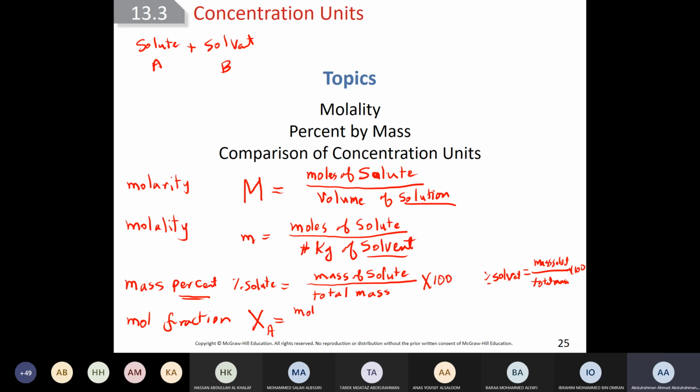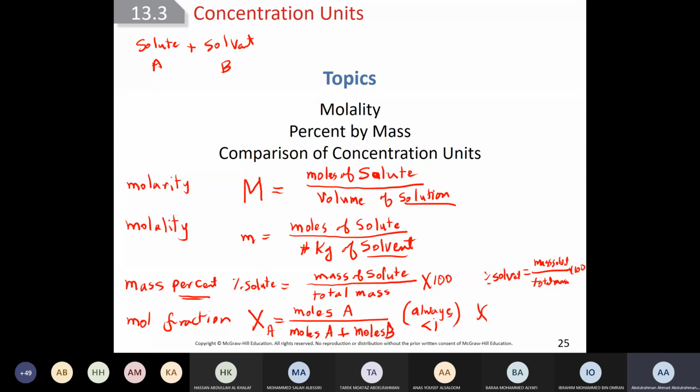Now, if I say mole fraction of A, what should I say? It's moles of A divided by moles of A plus moles of B. We have to put each one by itself because we cannot calculate the moles of A and B together. Should I multiply by 100? No. What's the value for mole fraction? It can never be 1, unless there is no B. It's always less than 1.